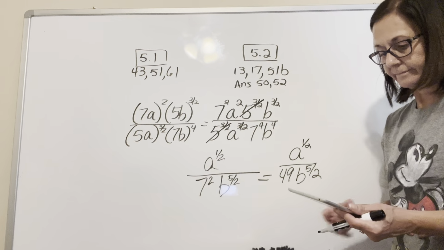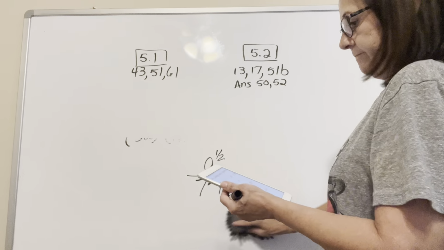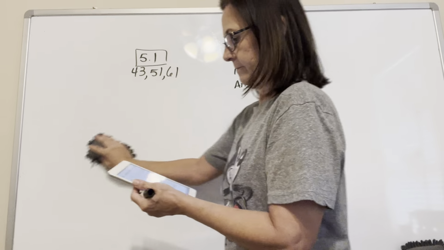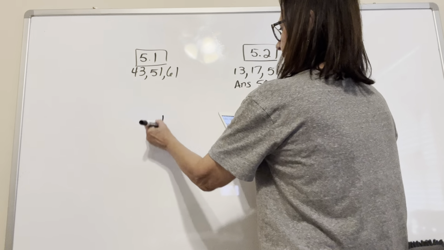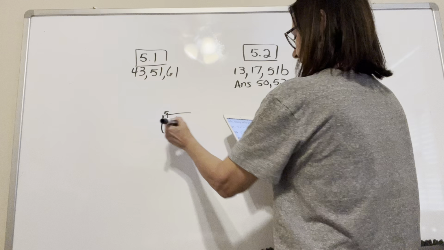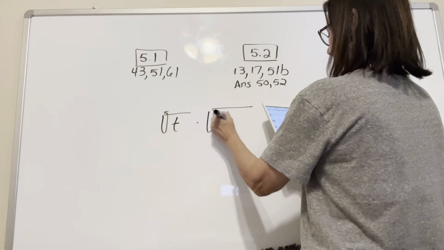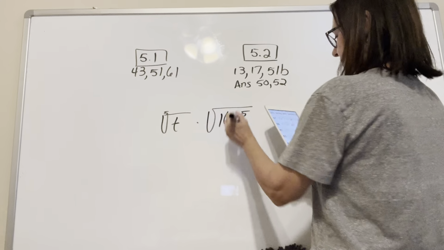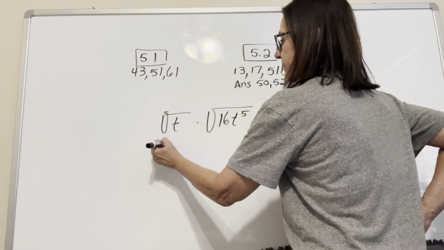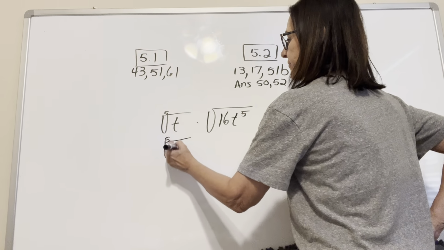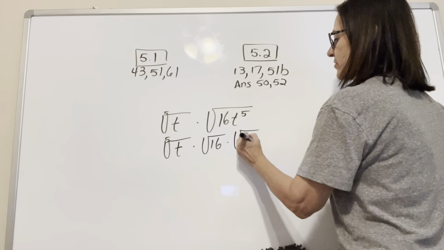61. Let's look at 61. All right. It's the 5th root of t times the square root of 16t to the 5th. All right, this is the same thing as the 5th root of t times the square root of 16 times the square root of t to the 5th.